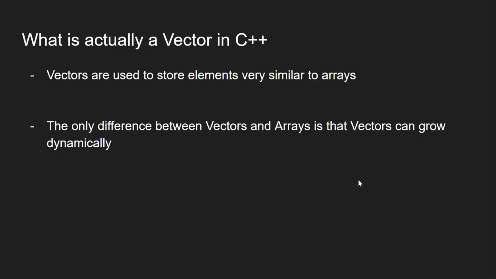But what is actually a vector? In simple terms, vectors are similar to arrays, and they're also used to store elements. The only difference between vectors and arrays is that vectors can grow dynamically, whereas arrays have a fixed length. So we can always add elements to a vector, which can grow dynamically.